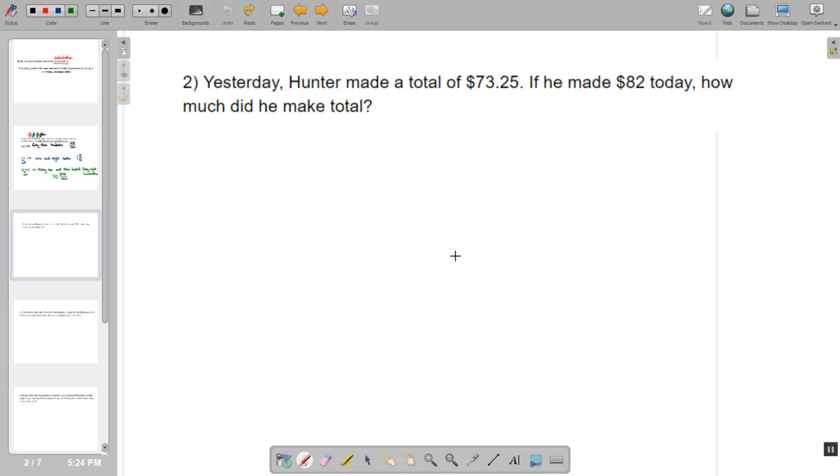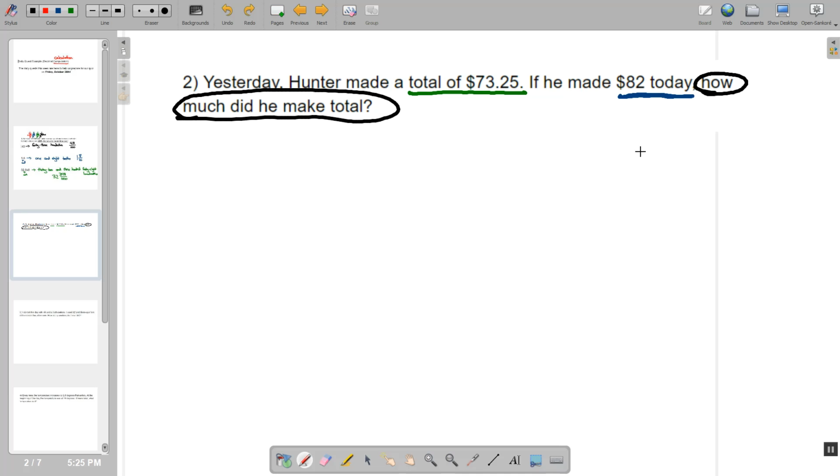For the next problem, we now have a story problem. First thing we have to do is read it out loud to ourselves. So yesterday, Hunter made a total of $73.25. It's always important to underline the important information. If he made $82 today, how much did he make total? And I always like to circle the question so I know how to answer the question. How much did he make total?